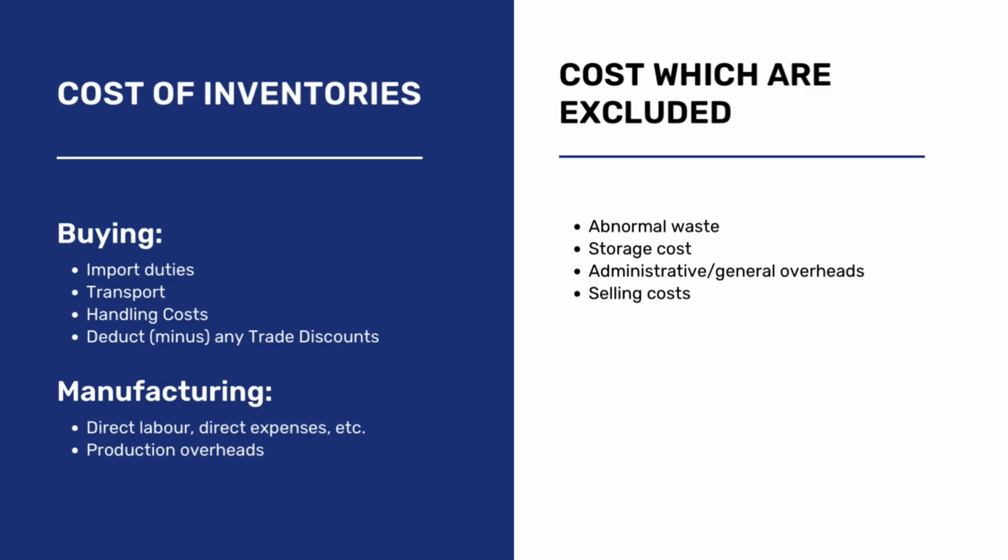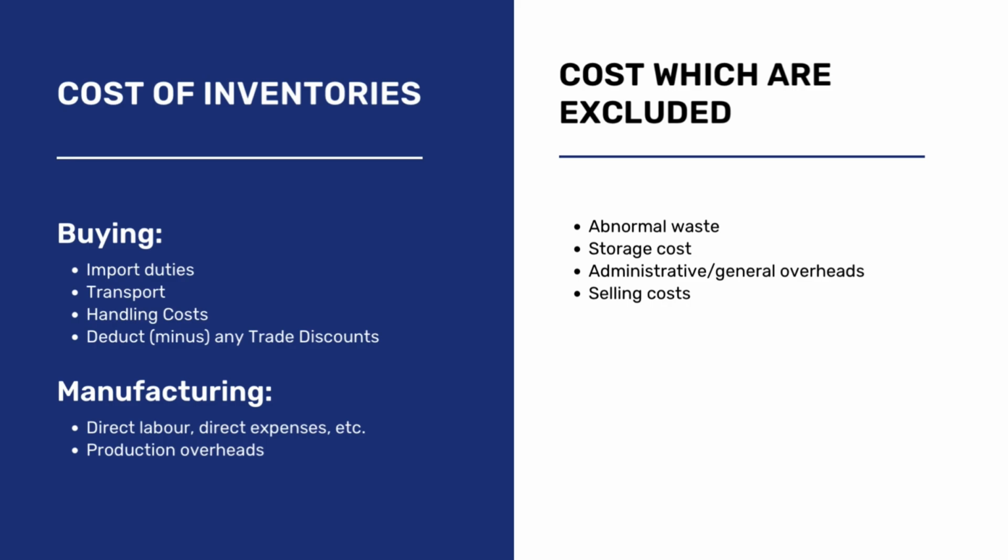Now, if we are making or manufacturing inventory, if we are not buying but we are making inventories, cost of inventory will also include these following production costs, such as direct labor and direct expenses. All direct expenses related to the production will be included. And then there will be production overheads. This is also directly related to the production, so it will be included in the cost of inventory.